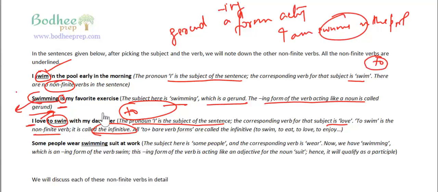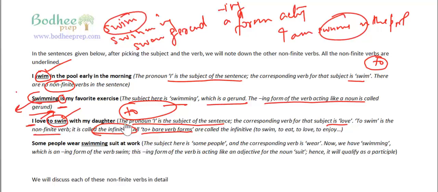So, I love to swim. I love to eat pizza. I love to drink coffee. And it could be anything, right? So all to plus bare form. Why bare form? Because swim is the bare form of the verb. Swimming becomes the word with the ing participle. Swam becomes a past form. So the bare form is the word swim. I love to swim with my daughter. Here, to plus the bare form of the word swim is basically the infinitive, and all infinitives are in this form, right? To swim, to eat, to love, to enjoy.